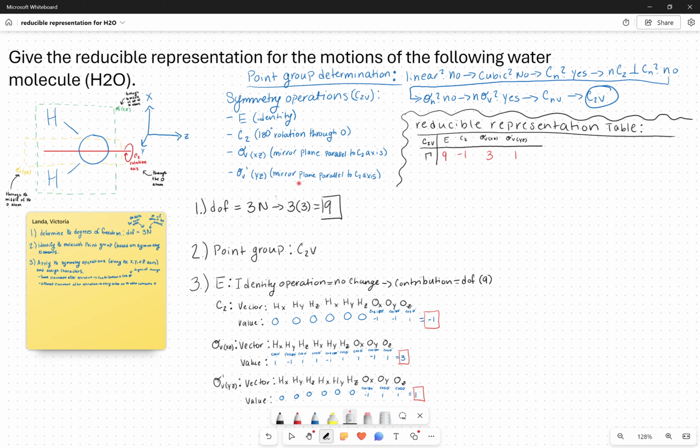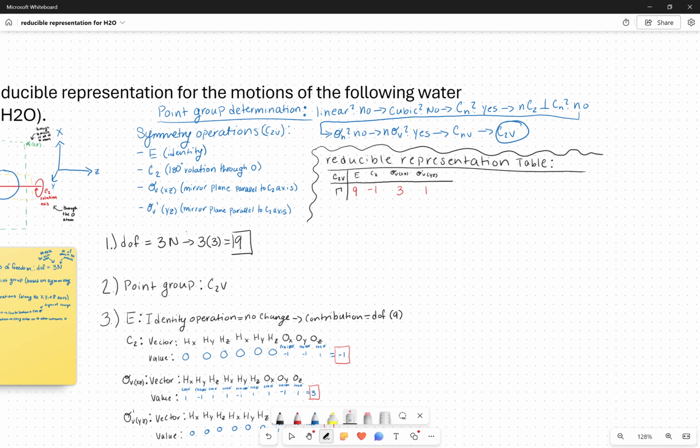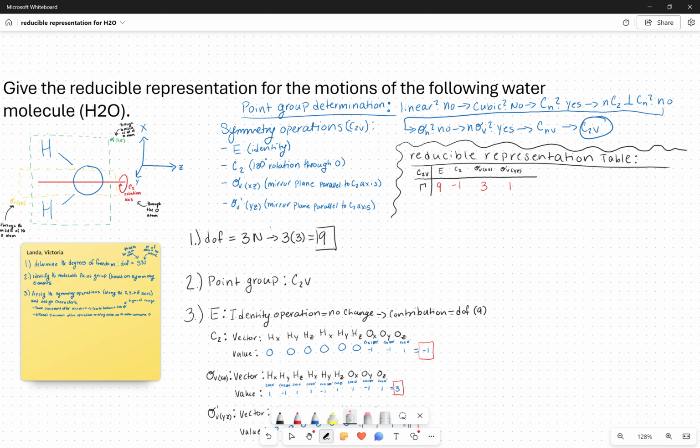The second thing we need to do is identify the molecule's point group, and this is based on symmetry elements. So we can go through, using the decision tree provided, or just looking at different things, and ask: is the molecule linear? It is not, in fact, linear. So then we can ask, is it cubic? No, it's not. Is it Cn? Yes, it is. It does have that rotation axis.